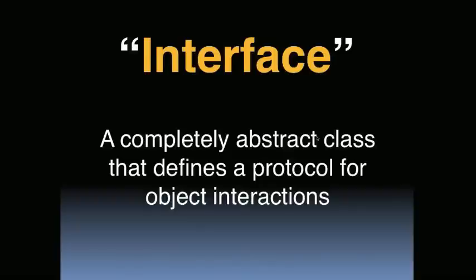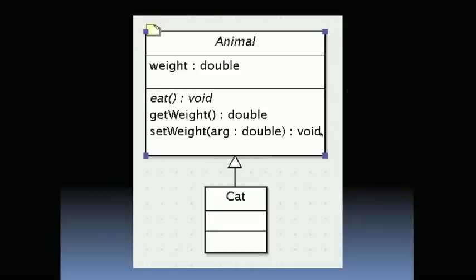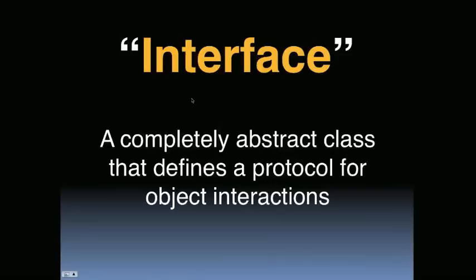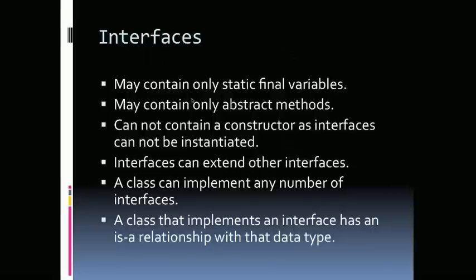How does this differ from an interface? Well, an interface is a completely abstract class that defines a protocol for object interactions. So in our previous example, you'll notice that in my animal class I have a mix of abstract and non-abstract methods, and I've got regular instance variables in that class. Really the only difference between an abstract class and a regular class is that we can't instantiate the abstract class and that we can have these undefined methods that we call abstract methods in them. But an interface is unique in that it can only contain abstract methods and a few other things.